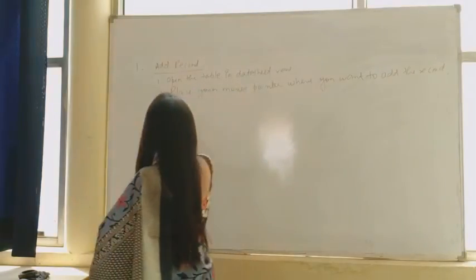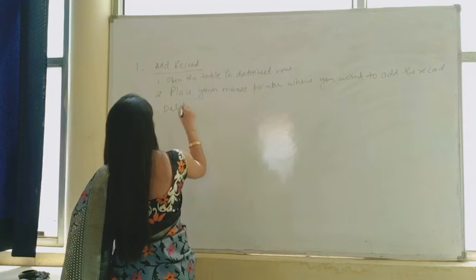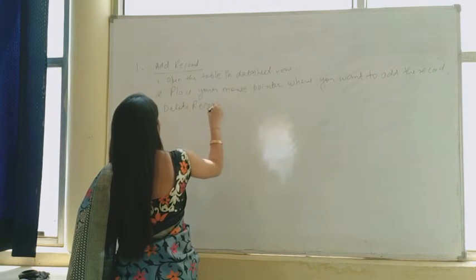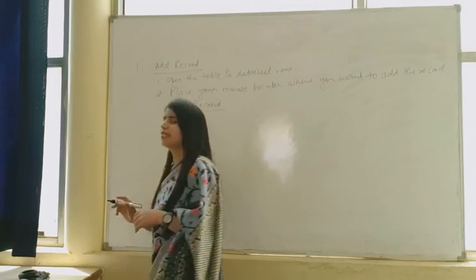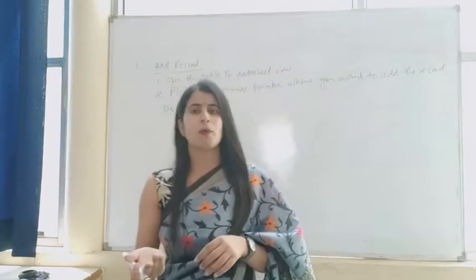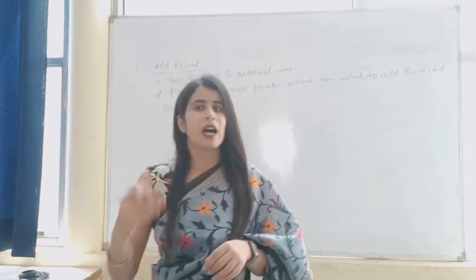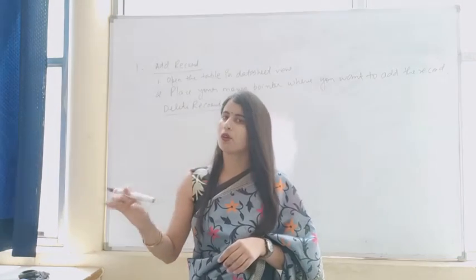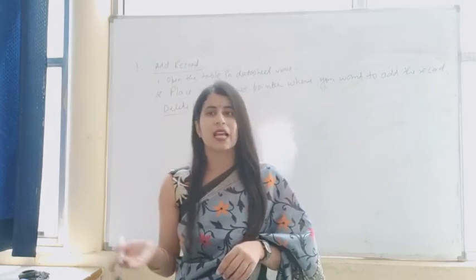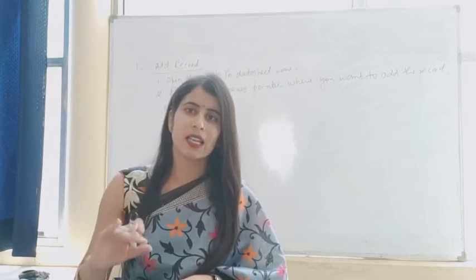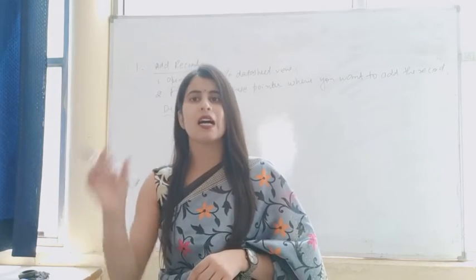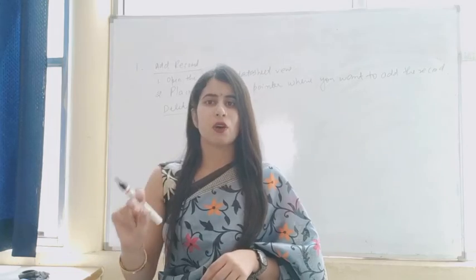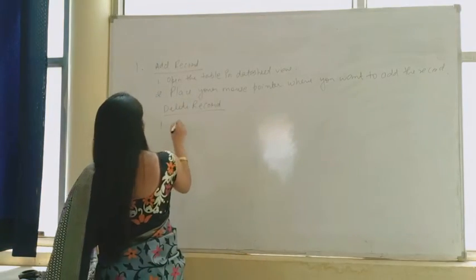Now, how to delete a record? When you want to delete any record, same procedure, you have to open the table in datasheet view. After this, you have to select the record that you want to delete. After selecting, you will press the delete key or you can use the right click and click on the delete option.